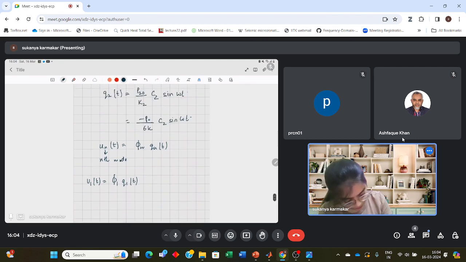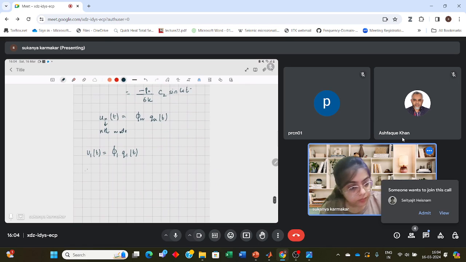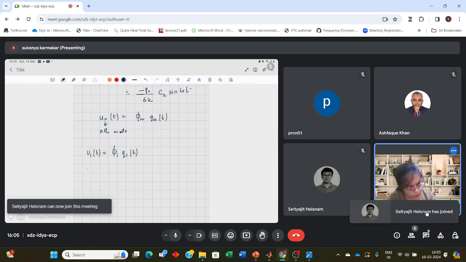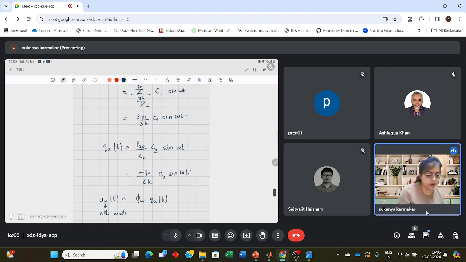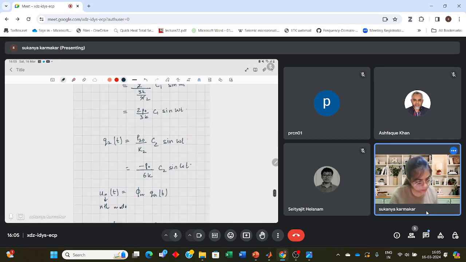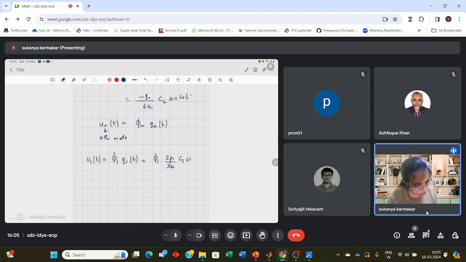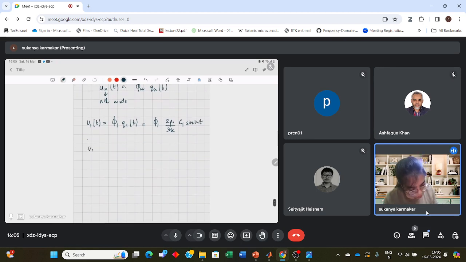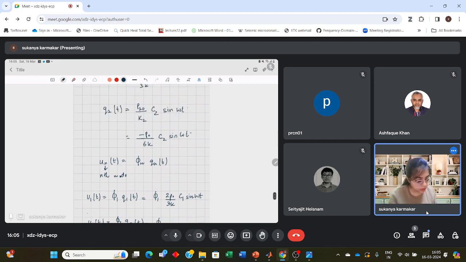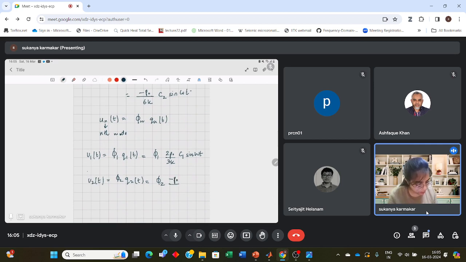So phi 1, and I just calculated Q1(t) to be 2 P naught by 3K C1 sine of omega t. Then U2(t), that is the contribution of the second mode to the displacement, will be again phi 2 Q2(t). It is phi 2 into Q2, which is minus P naught by 6K C2 into sine of omega t.